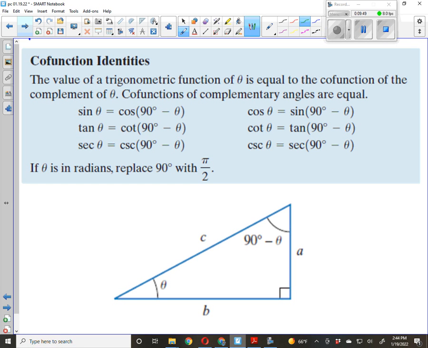All right, cofunction identities. All this means is that no matter what these angles are, if this is 30, then this has to be 60. If this is 20, then this has to be 70. If this is 10, then this has to be 80. If this is 45, then 45. So it doesn't matter what it is. All you're doing is subtracting from 90 to get it.